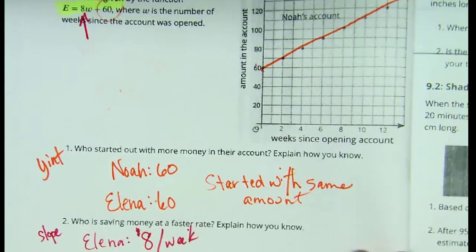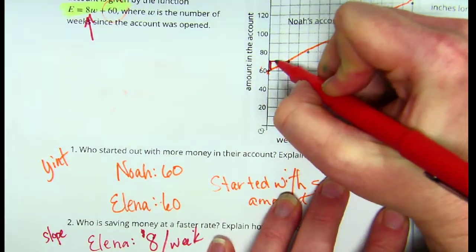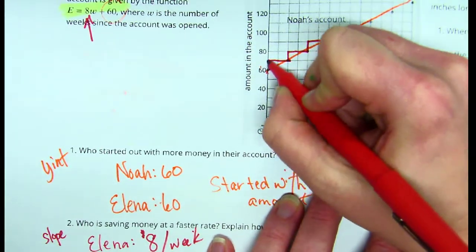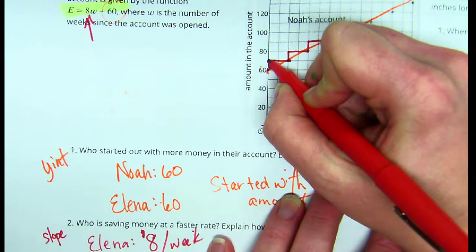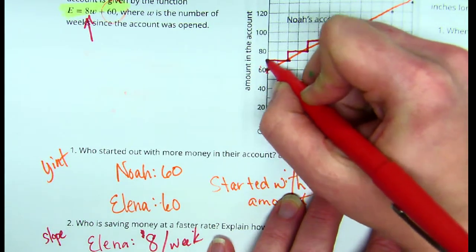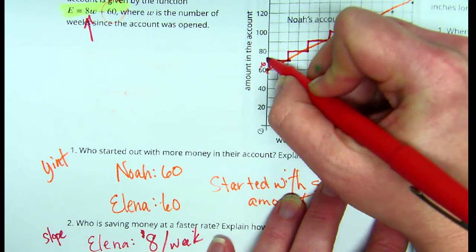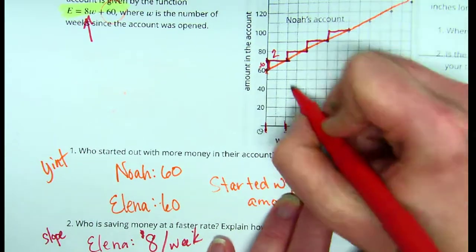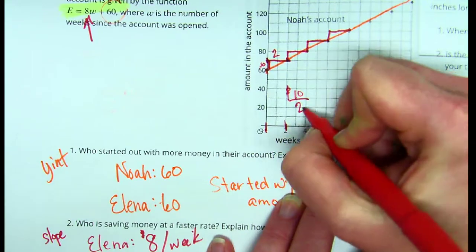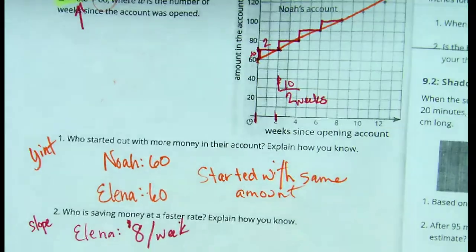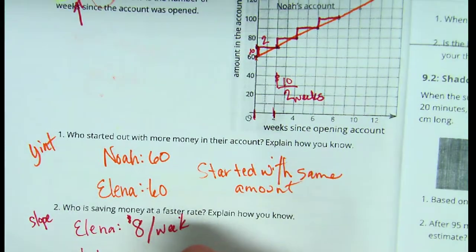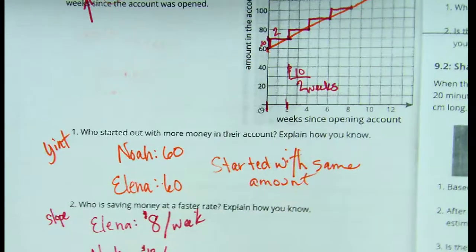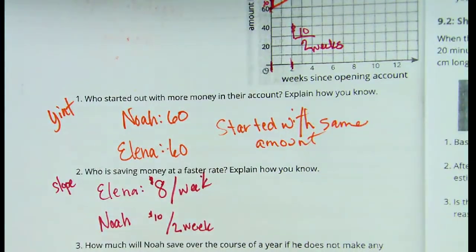So looking at Noah, and if I draw the little slope triangles, the vertical change from here to here, the number that goes here, would be 70. So that changes $10. And then from here to here, horizontally, that changes 2. So Noah is saving $10 for every 2 weeks. I can't compare $10 for 2 weeks versus Elena saving $8 in 1 week. I need to have the same amount of weeks.